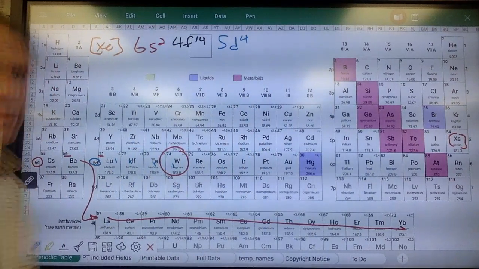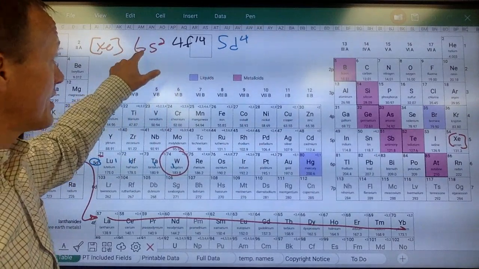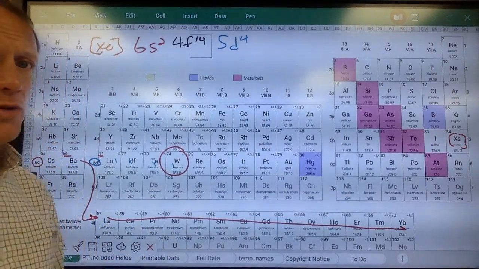5d4. Remember, valence, outermost energy level. Those are in the 5th energy level, 4th energy level, 6th. Tungsten has 2 valence electrons. Okay, 2 valence.